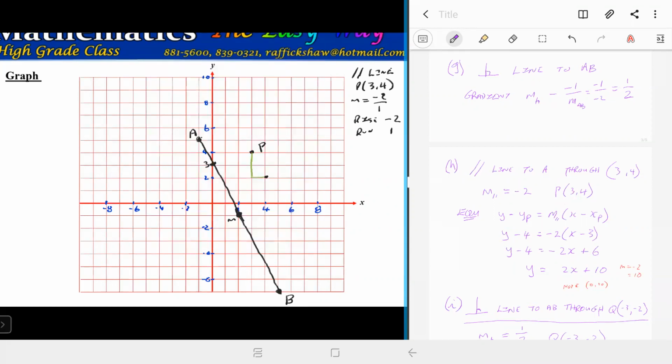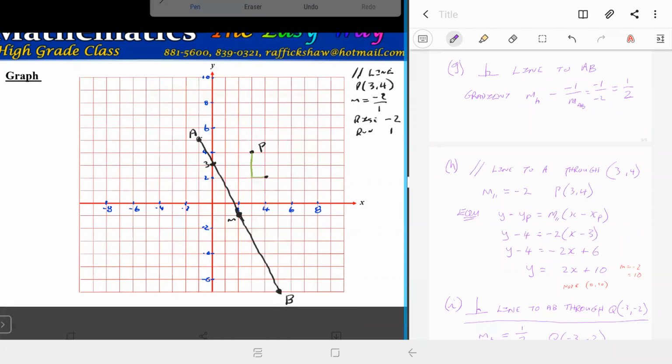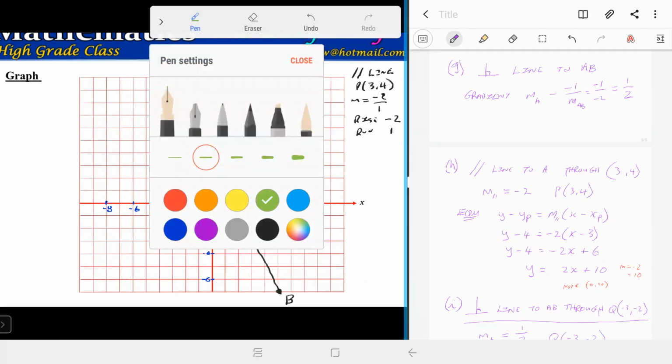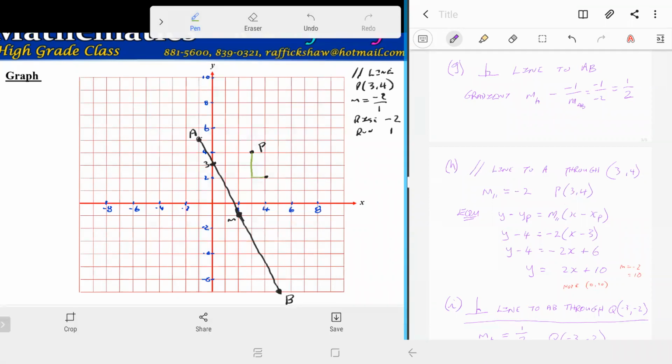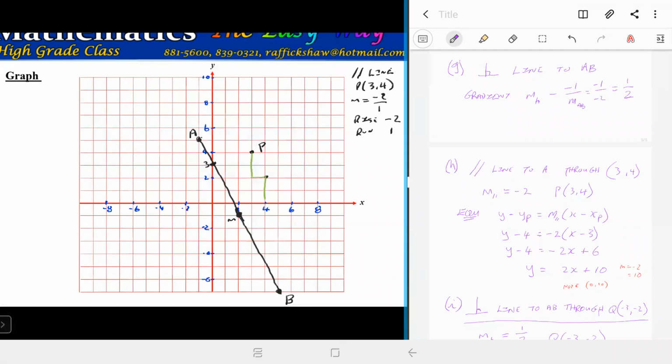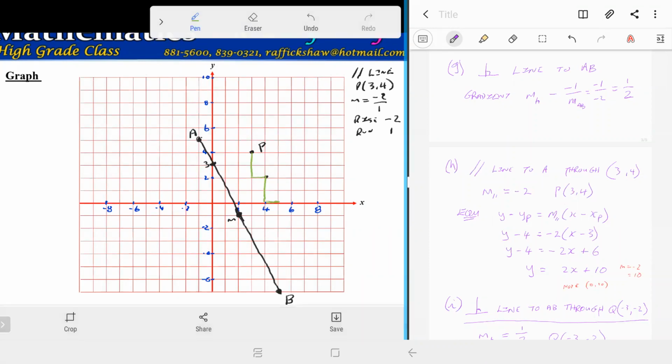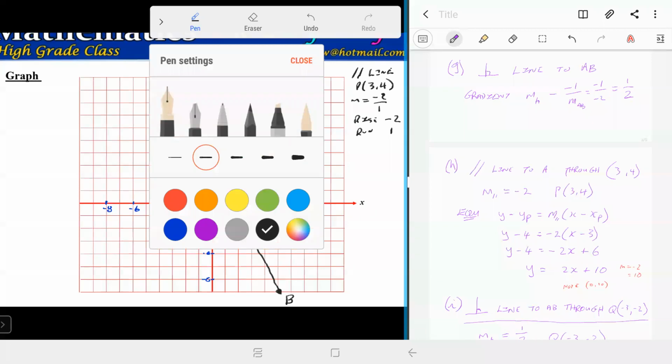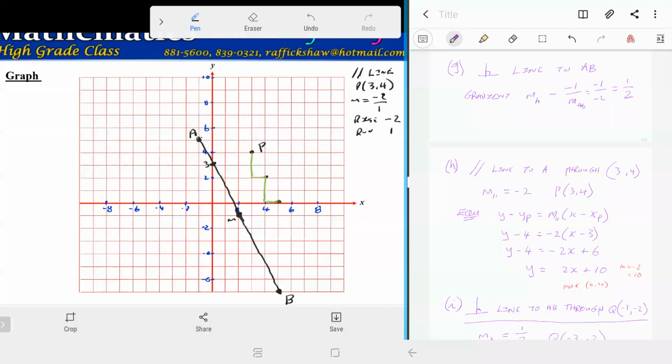There's a point here on that line. And then from that point, I can rise -2 again, come down, run 1, come across 1. Run 1, when you're in positive, you go to the right. So it means that there's another point here again on that parallel line.